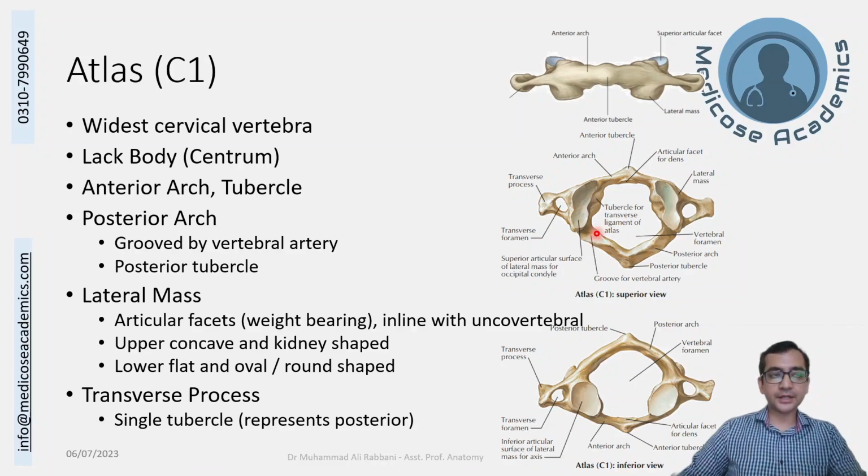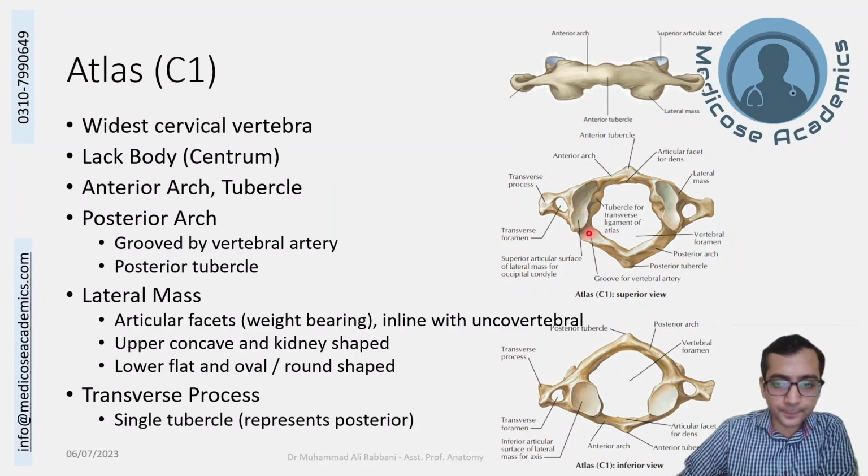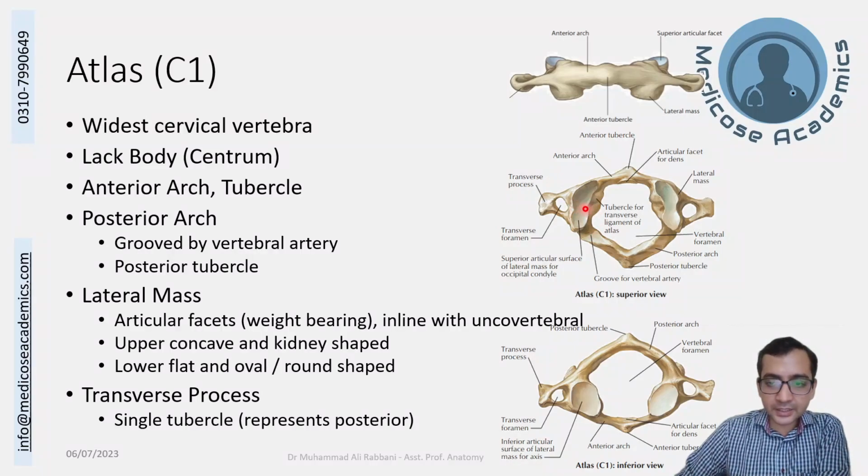Actually, the vertebral artery, as it was moving over the posterior arch into the vertebral canal to go into the foramen magnum, was passing right here. So there is a groove for the vertebral artery. There is a lateral mass. On the superior aspect there is a facet, and on the inferior aspect there is a facet.